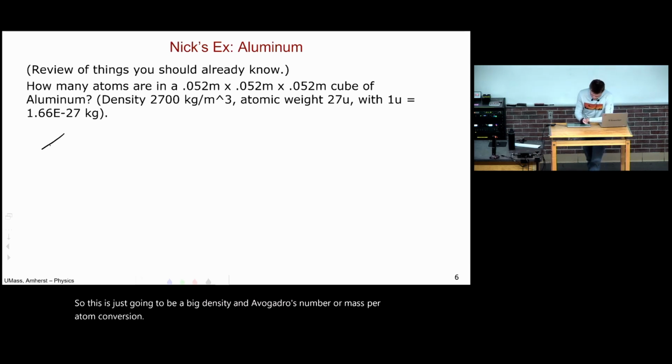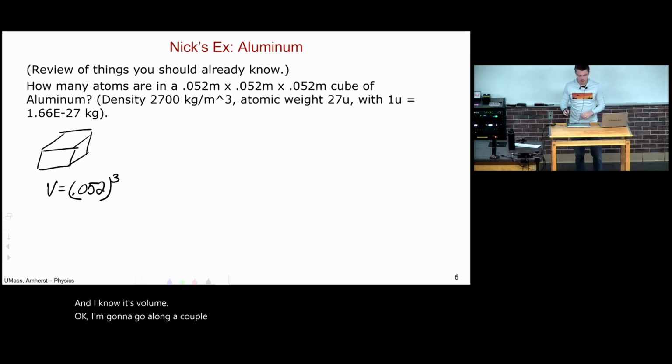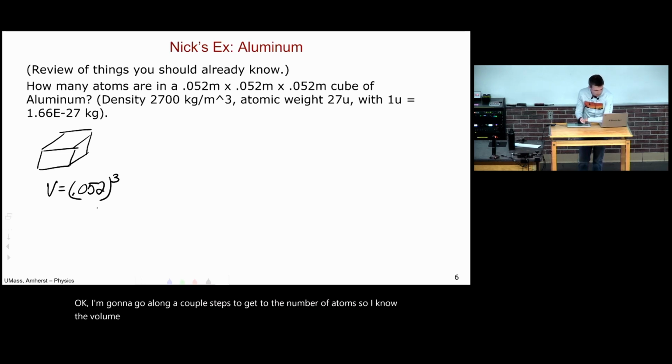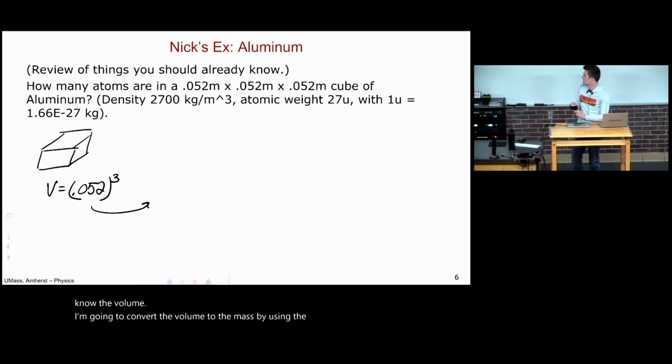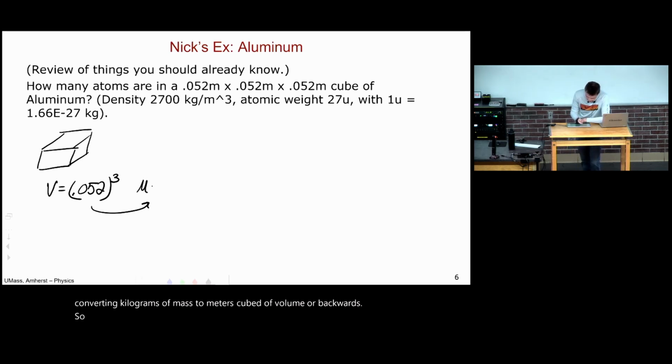Okay, so here I have a block of aluminum, and I know its volume. I'm going to go along a couple steps to get to the number of atoms. So I know the volume. I'm going to convert the volume to the mass by using the density. The density is converting kilograms of mass to meters cubed of volume, or backwards. So the total mass of the aluminum is the volume times the density.